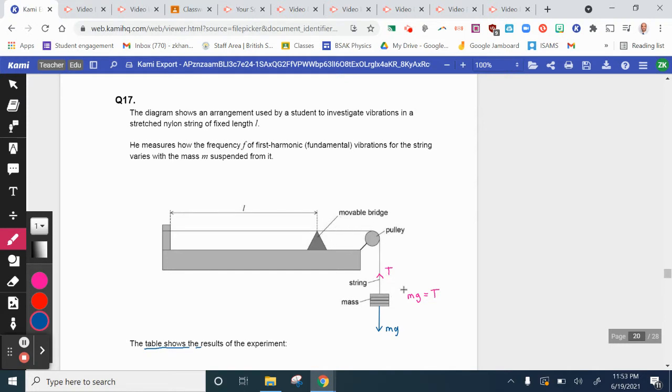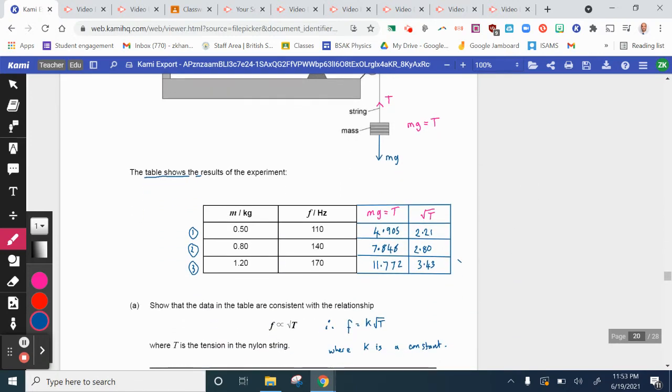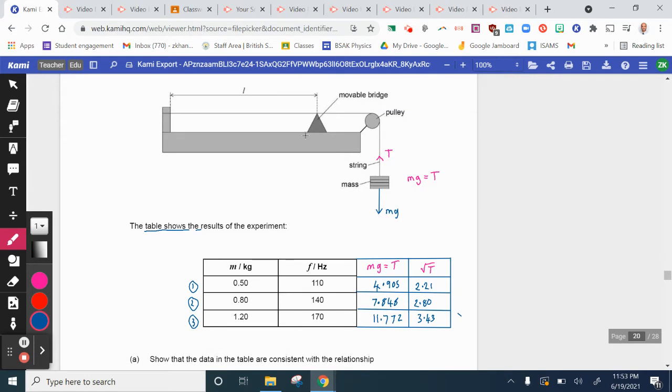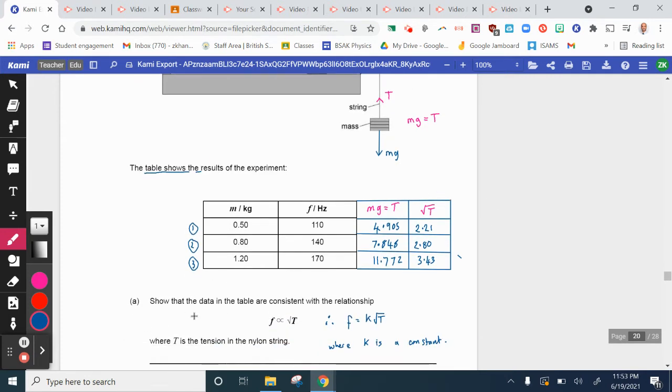Okay, so mass is added, string is plucked, a stationary wave is produced on this string, and a frequency of sound is produced, and that is measured. So what we've got is a set of results, three sets of results, three different masses added on, and three different frequencies produced.